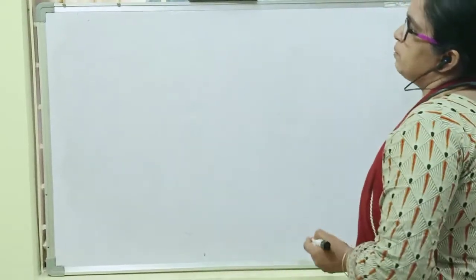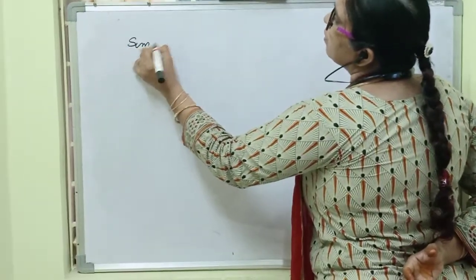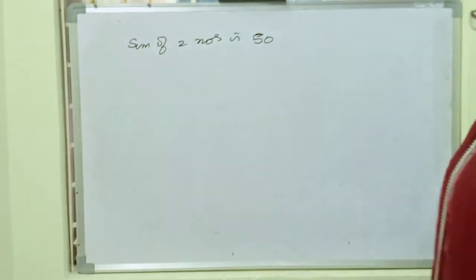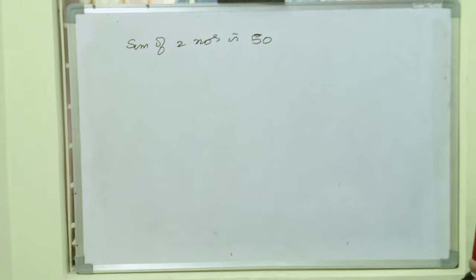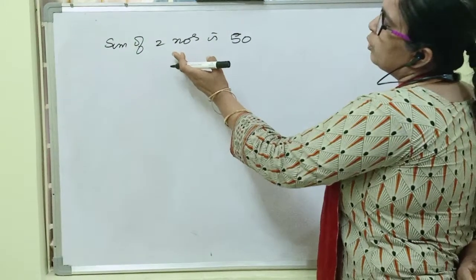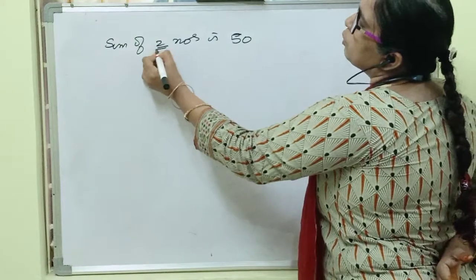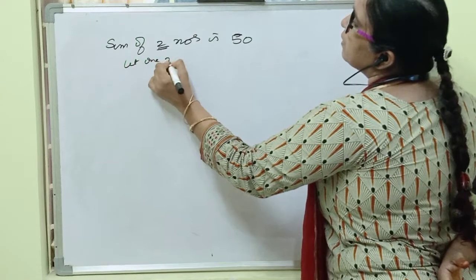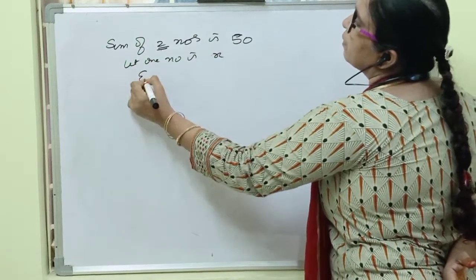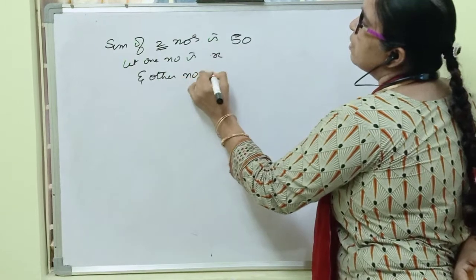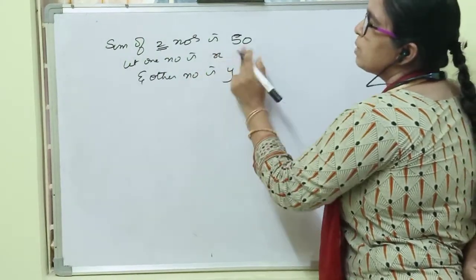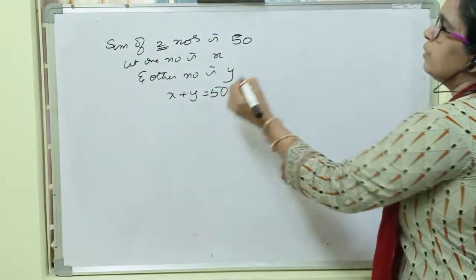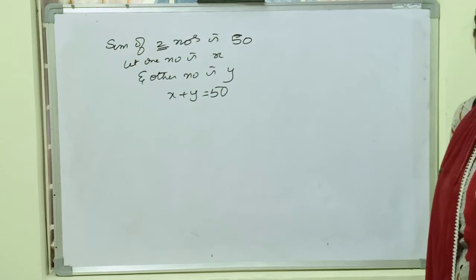For example, a statement is given like this: sum of two numbers is 50. How to write it in a mathematical form, right? So when you want to write it in a mathematical form, he is talking about two numbers which we don't know. So we will assume let one number is x and the other number is y. Okay, so sum of those two numbers is equal to 50 implies x plus y is equal to 50. This is our equation. Okay, mathematical representation of that statement.